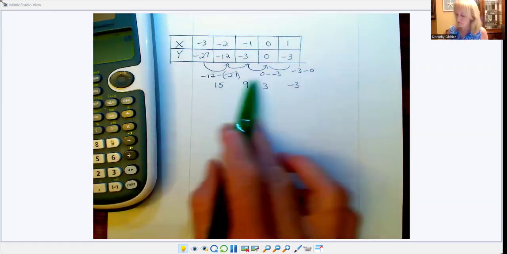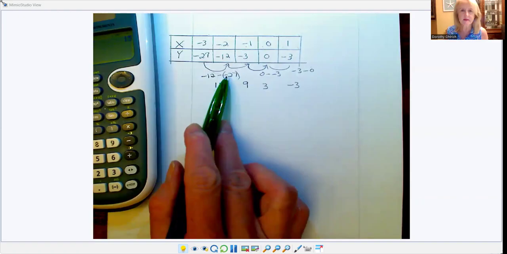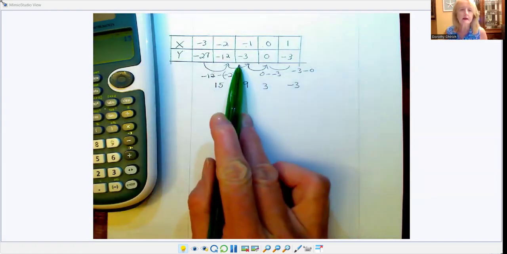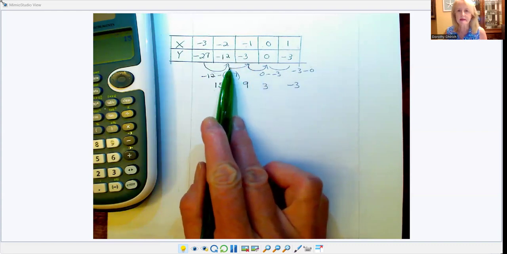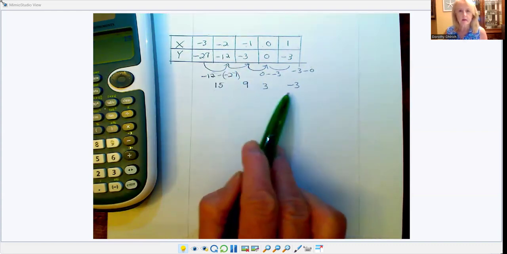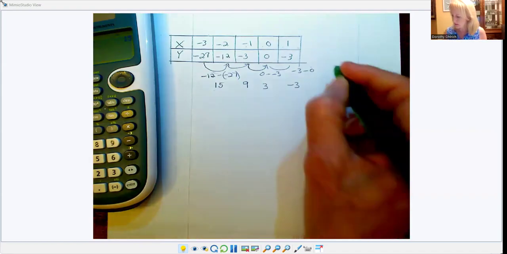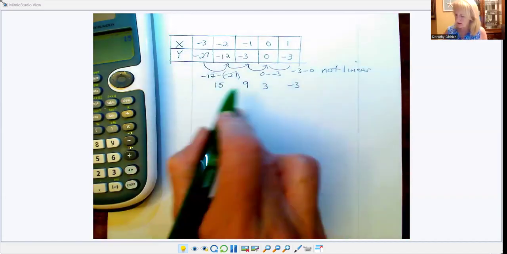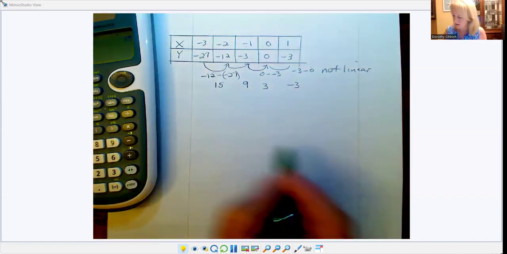This is the first set of differences. I know it looks messy because I wanted to show you that you take this number and subtract that one. I didn't write down the negative 3 minus negative 12, but you can put that in the calculator and get 9, 3, and negative 3. So it's not linear because we didn't get a consistent number when we subtracted.